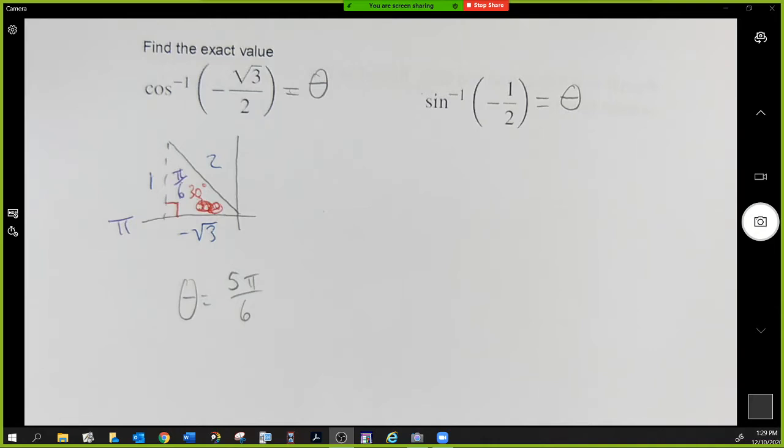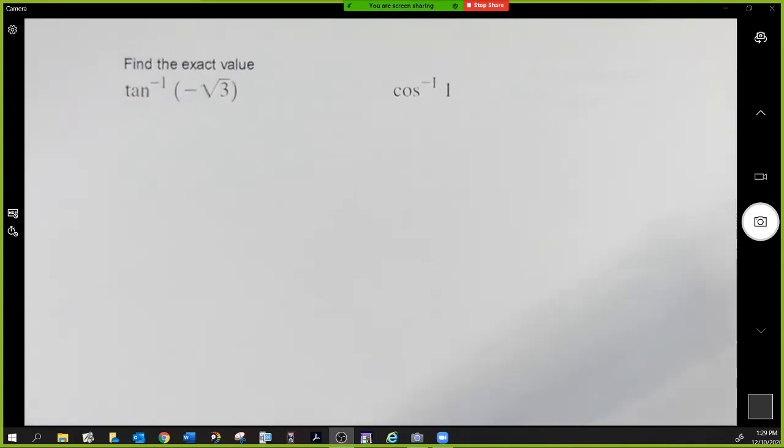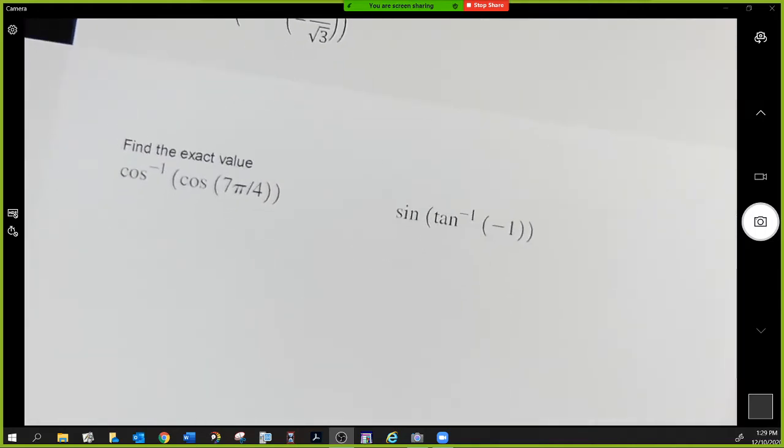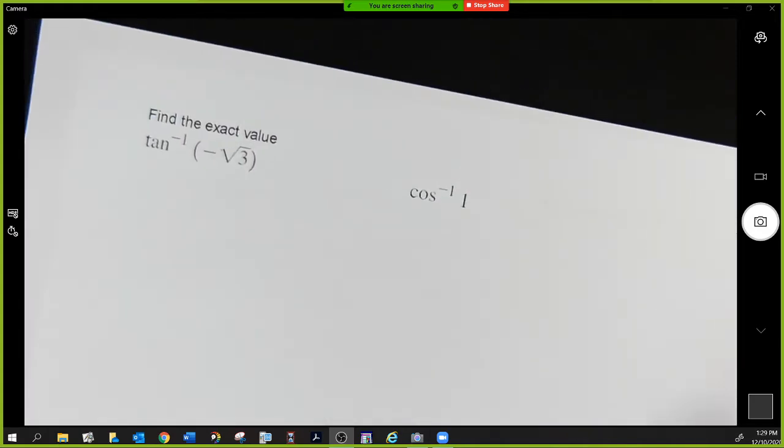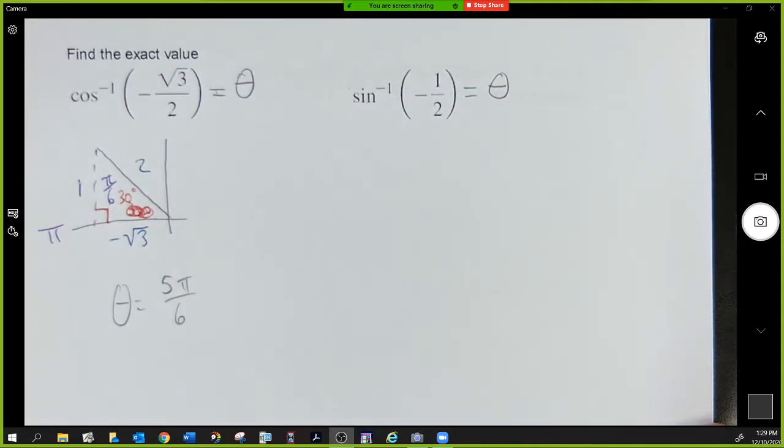What if that was cosine inverse? Yeah, we're going to do it. It's called composing trig and inverse trig. So after you solve it, would you take the cosine of like 30 degrees? Basically, yes. We're going to evaluate the inside and then work our way to the outside.